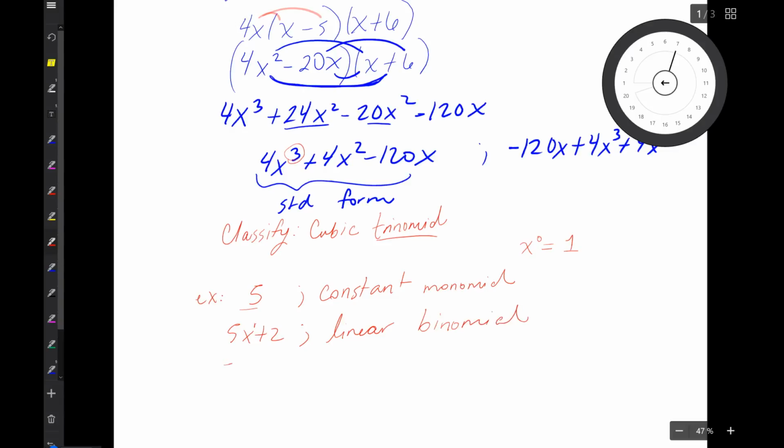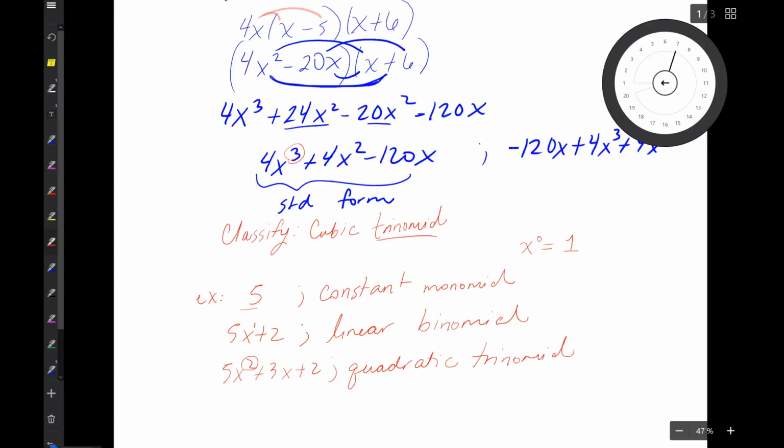And then what if you're given 5x squared plus 3x plus 2? Do you remember what the squared term's called? It's a quadratic. Quadratic. And then it's got 3 terms, so what would it be? Trinomial, good.